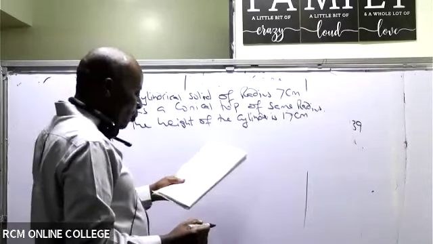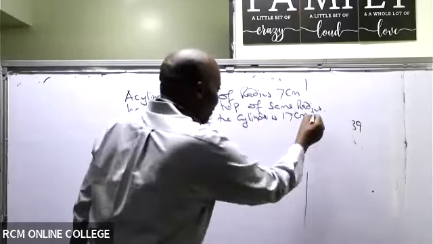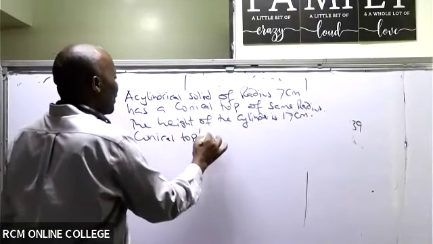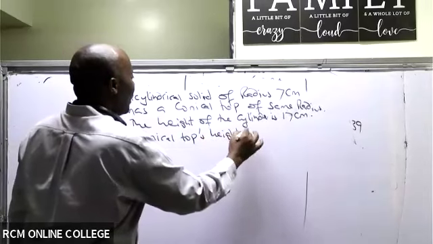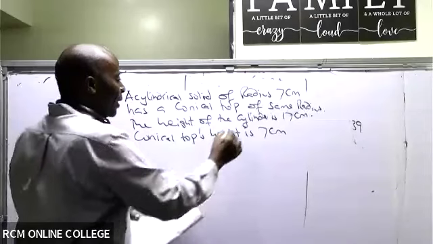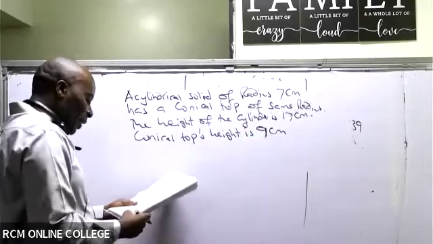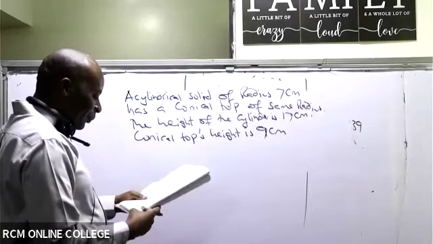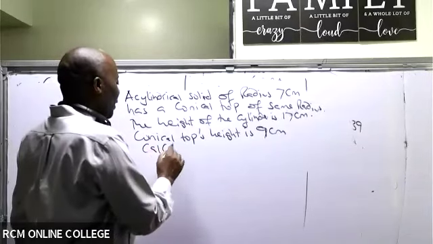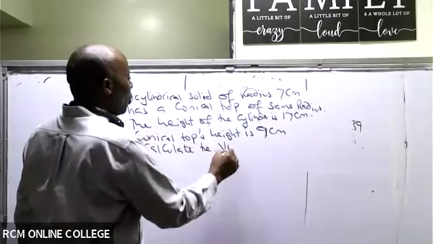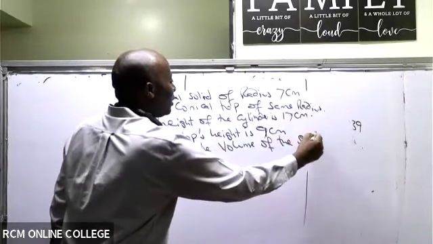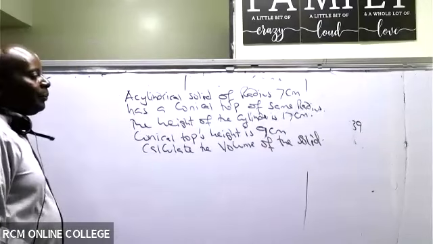The conical top has a vertical height of 9 centimeters. The conical top's height is 9 centimeters, full stop. So they want us to calculate the volume of the whole solid.